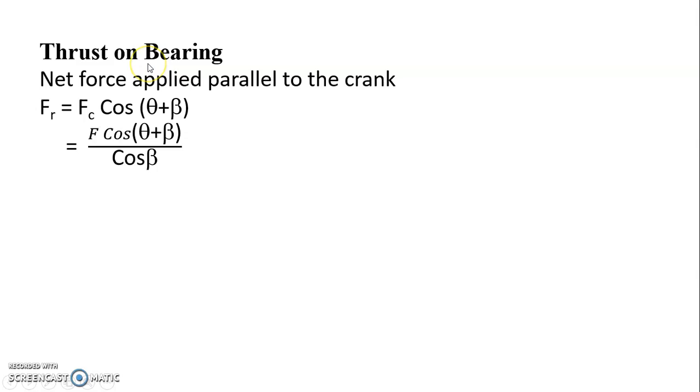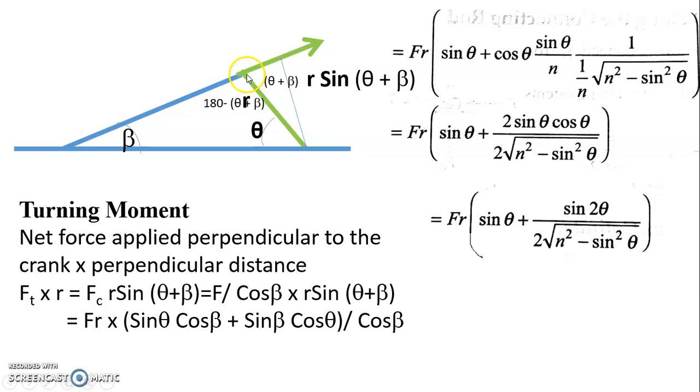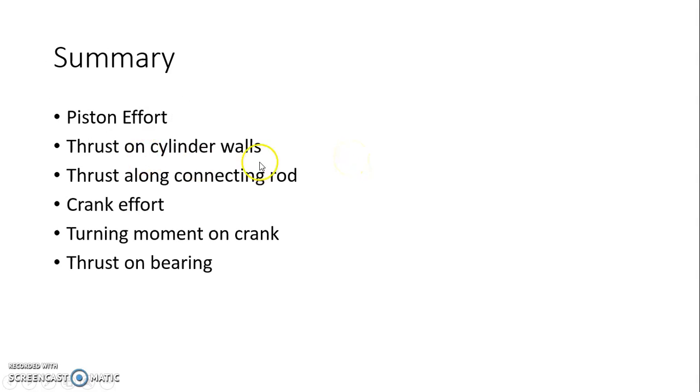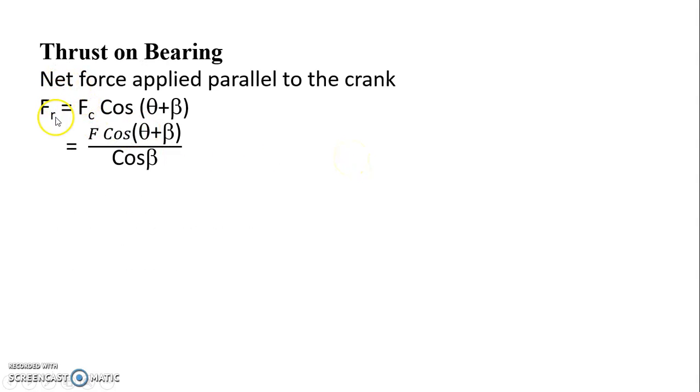And thrust on the bearing. Thrust on the bearing is the parallel component. See, the perpendicular component is the crank effort, and the parallel component is the thrust on the bearing. Okay, so thrust on the bearing is equal to Fc, where instead of sine theta, you put cos (theta plus beta), and substituting for Fc, F by cos beta, is equal to F cos (theta plus beta) by cos beta, which is the net force applied parallel to the crank. This is the thrust on the bearing.